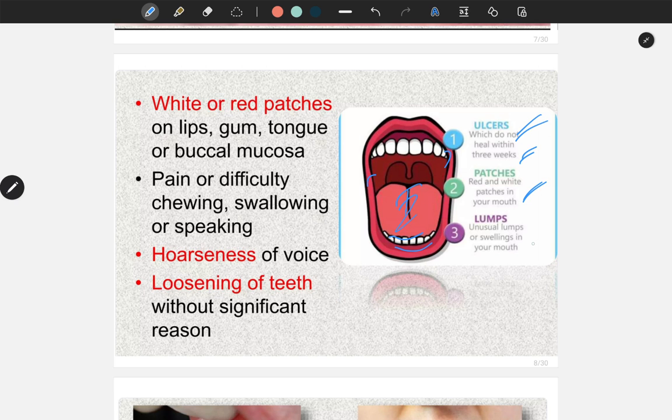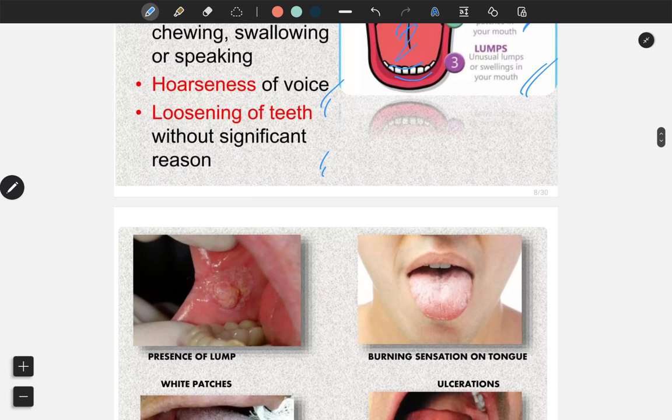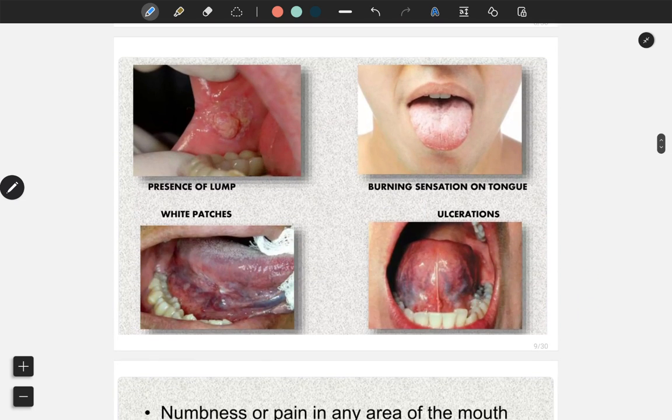Third, unusual lumps or swellings in your mouth. Pain or difficulty in chewing, swallowing, or speaking. Then change in the voice of the patient. Then loosening of the teeth without significant reason. So this should be treated well. These are a few pictures where we can see the presence of a lump in the buccal mucosa. We can see the presence of the lump in the buccal mucosa. So this may be a sign of oral cancer.